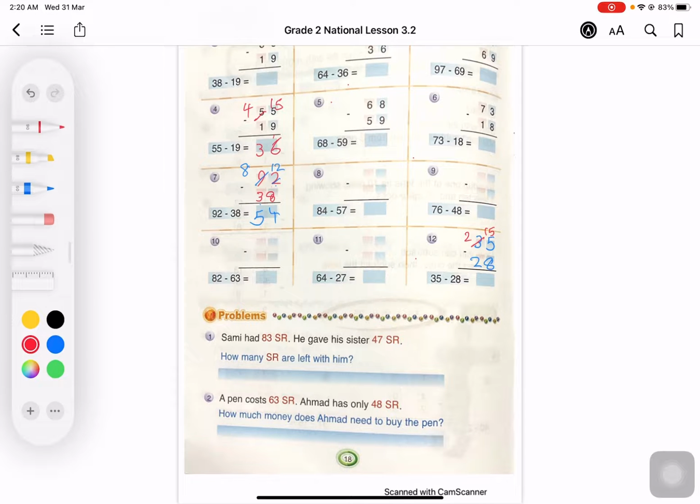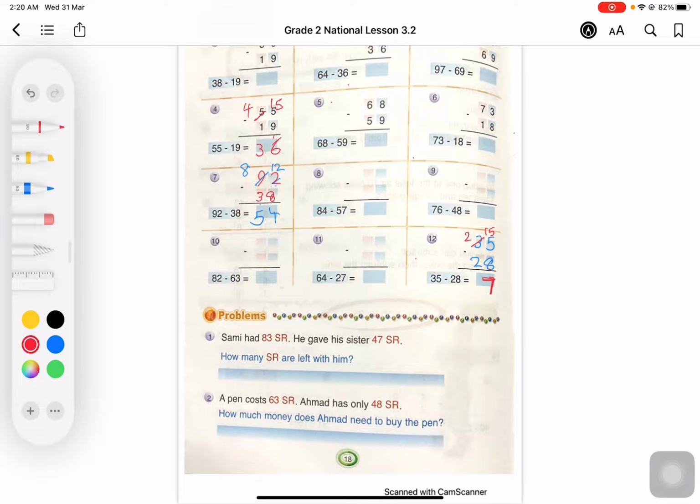15 minus 8, put 8 in your mind, count on, 7. 2 minus 2, the answer is 0. So the answer is what? 7. This 0 has no value. Even if you want, you can write only that the answer is 7. If you don't want to write the 0 here, you can write only that the answer is 7, because 2 minus 2 is 0.